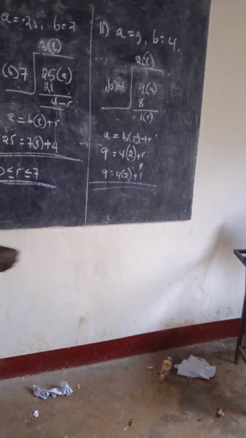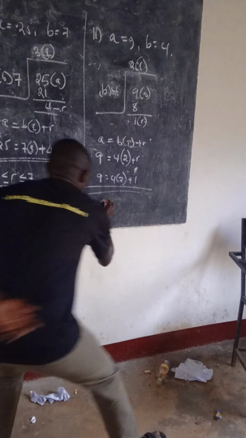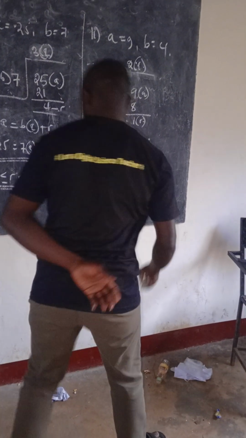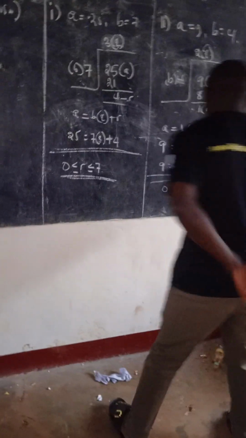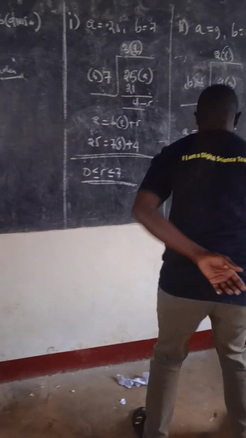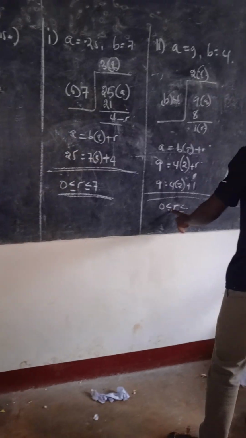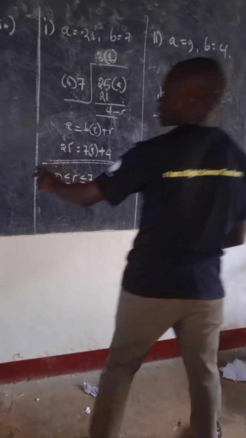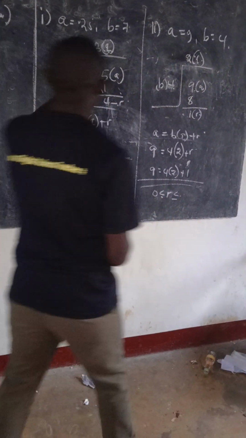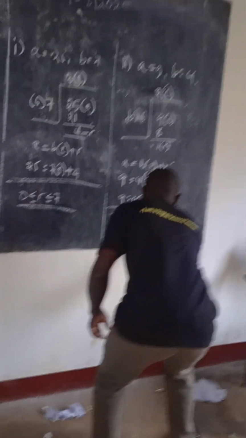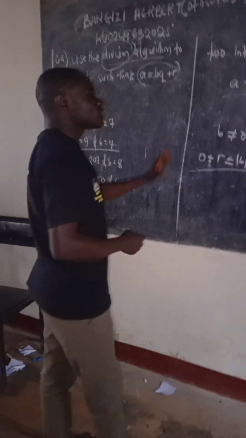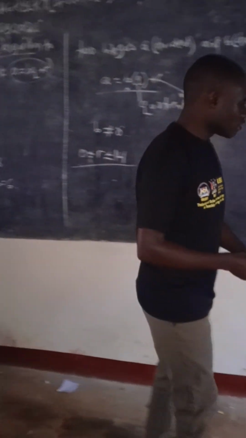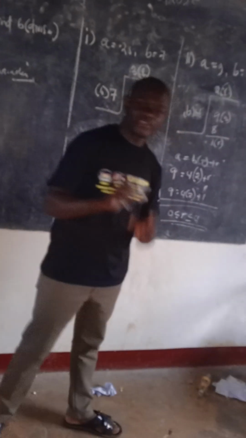But we cannot forget our range here, that our remainder must be greater or equal to 0, but less than our B. And our B from here is 4. Ladies and gentlemen, as we have discussed through these two examples, hopefully, I know you have understood.